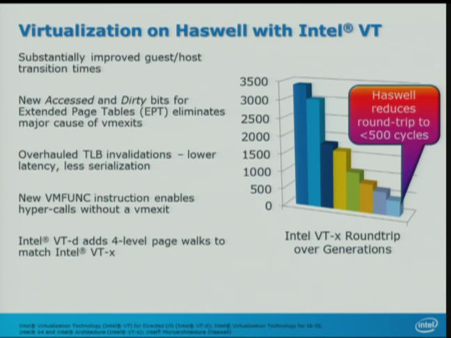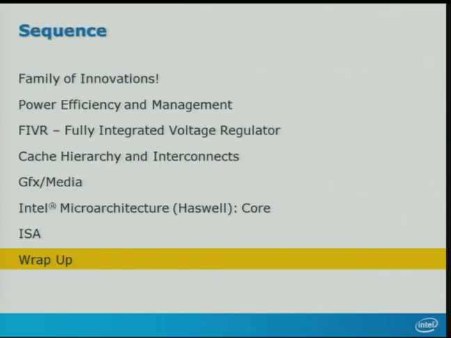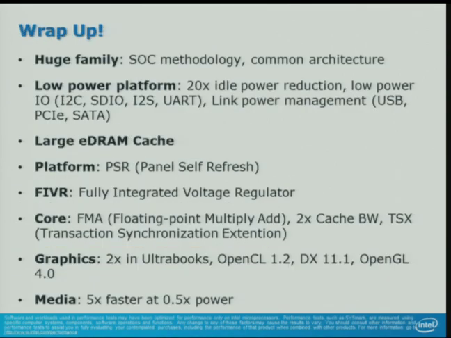Virtualization, we've continued removing latency in switching in and out of the host. We're much more efficient. We're now below 500 cycles for a round trip. And we've added some enhancements architecturally as well. So this was the flyby of all the different features we put into the Haswell core and client products. And I think we have a few minutes for questions.